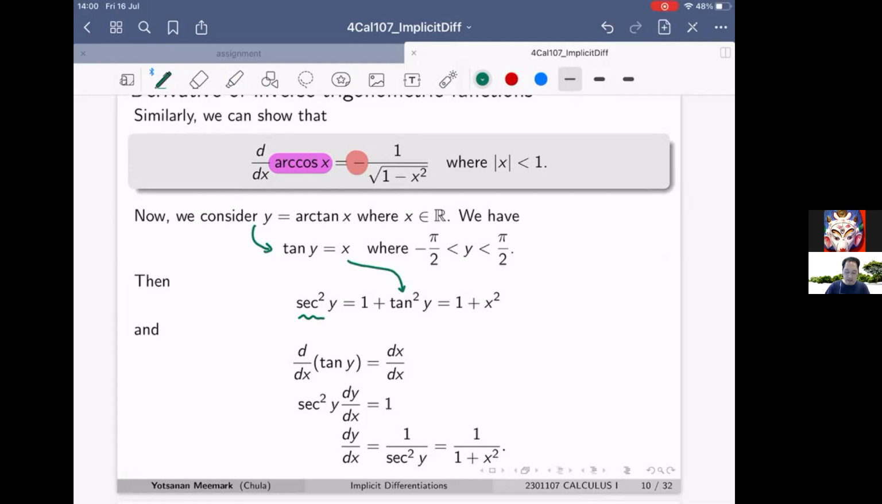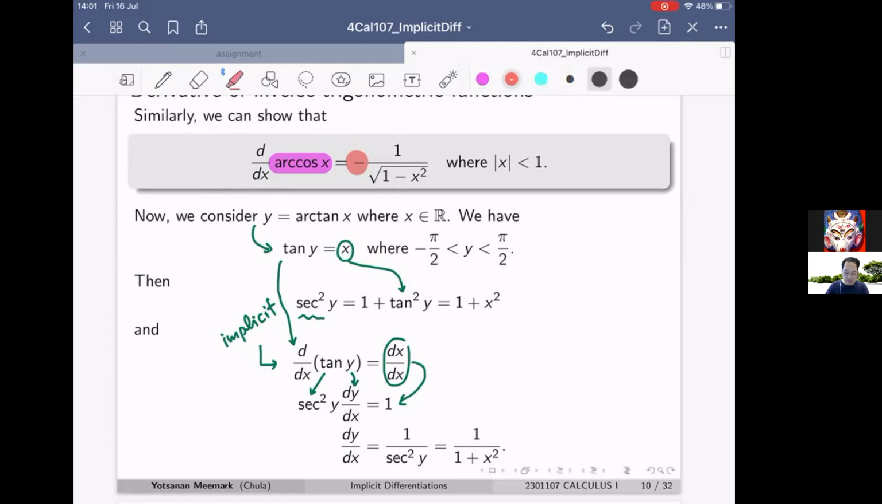So again, using implicit differentiation, you take the derivative with respect to x on both sides. On this side it is the derivative of x with respect to x, and on this side it is the derivative of tangent of y with respect to x. So you use the chain rule: the derivative of the tangent is simply secant squared, as we have before. Then by the chain rule, you need the derivative of the inside with respect to x, dy by dx. The derivative of x with respect to x is 1.